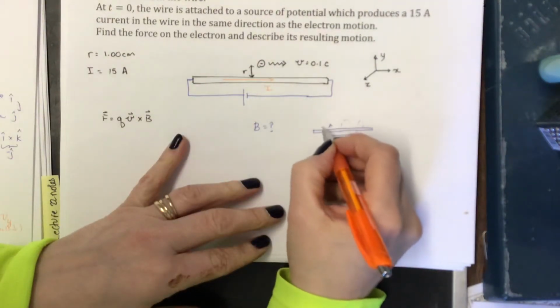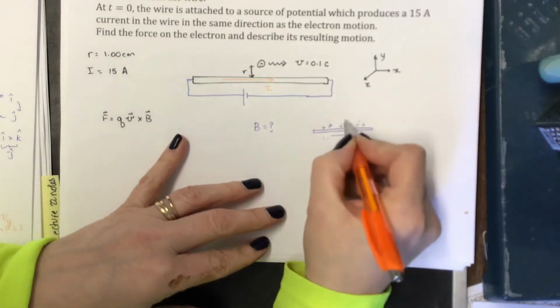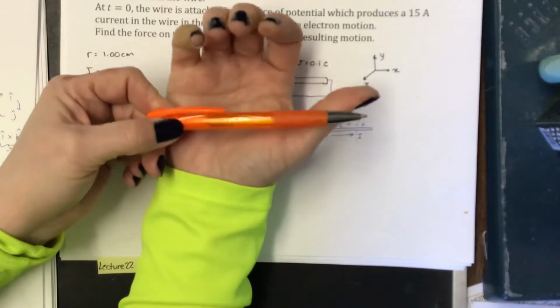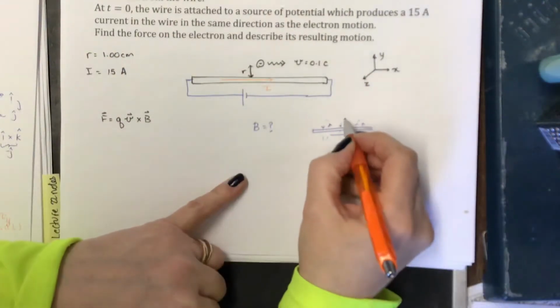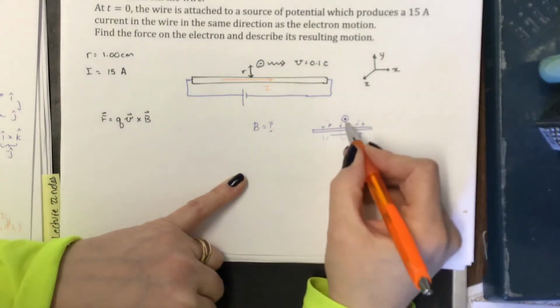The place that we care about is right here, right at the top of the wire. What are our fingers doing right here? They're coming straight out of the page. So the direction of the magnetic field right here is out of the page. So we know the direction of B is out of the page. That's the z direction, or k hat.